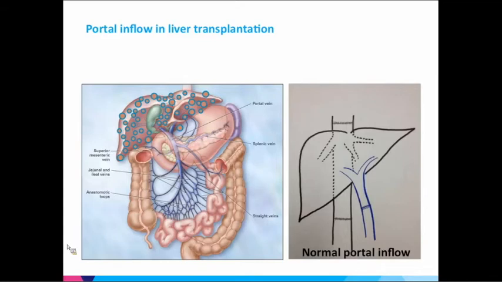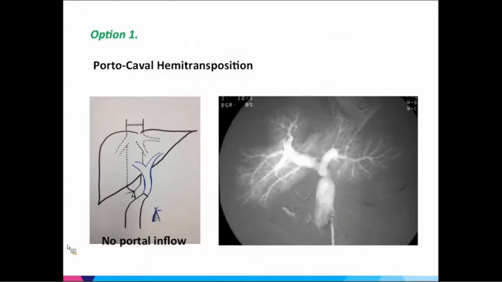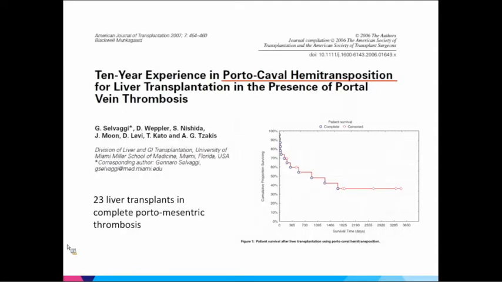So what are the options when there's more extensive portal vein thrombosis? If there's liver cirrhosis with complete portal mesenteric thrombosis and therefore no available portal inflow, one option is portal caval hemitransposition. As you can imagine, in this case, the lower cava is tied off here, and the infrahepatic recipient cava is anastomosed to the donor portal vein, and that's what that picture looks like. The slide was generously shared by Jan Moon, because he was one of the co-authors of this 10-year experience reported from Miami, using portal caval hemitransposition in the presence of portal vein thrombosis.